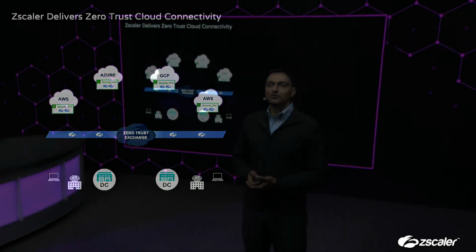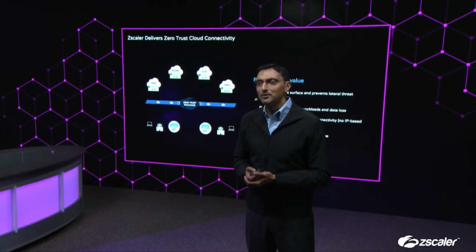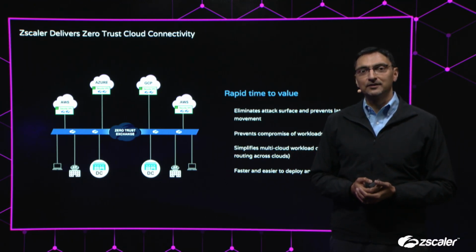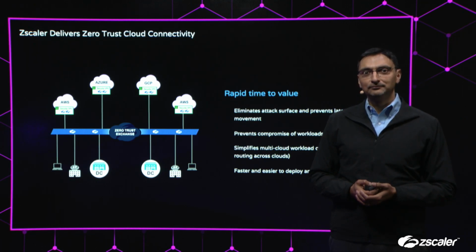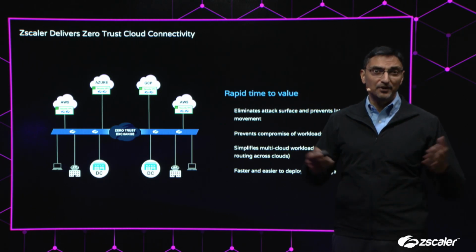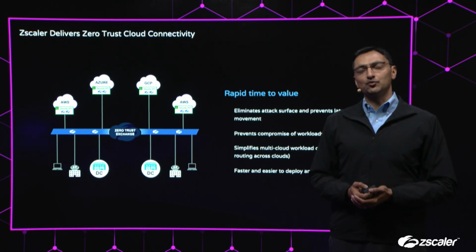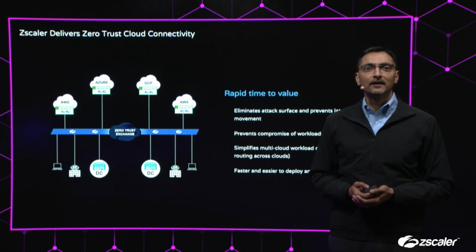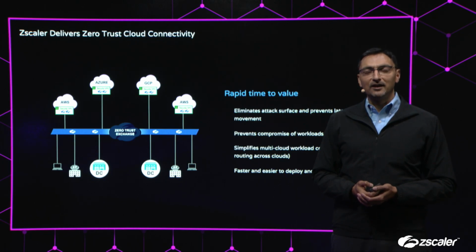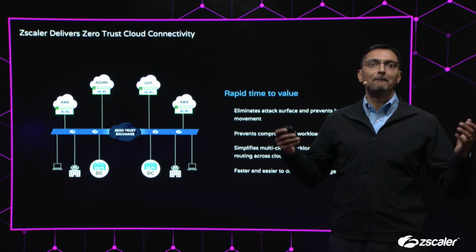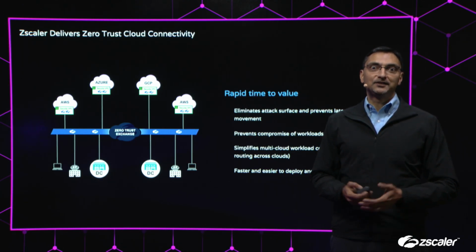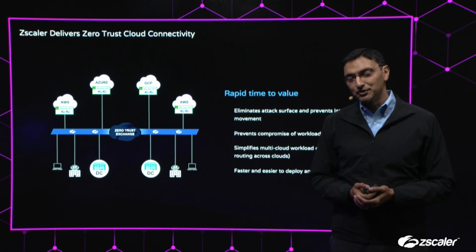That was a quick summary of how Zscaler's Zero Trust for workload communication works. It provides 4 compelling benefits and rapid time to value. To reiterate, number 1, it eliminates the attack surface and prevents lateral threat movement across workloads. Number 2, it prevents compromise of workloads and data loss from them. Number 3, it simplifies multi-cloud workload connectivity. Number 4, it is faster and easier to deploy and manage.